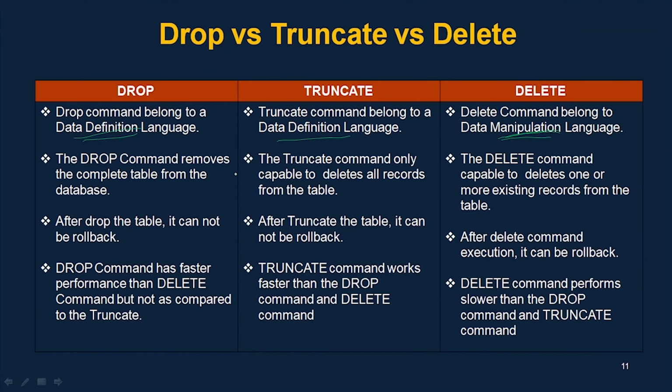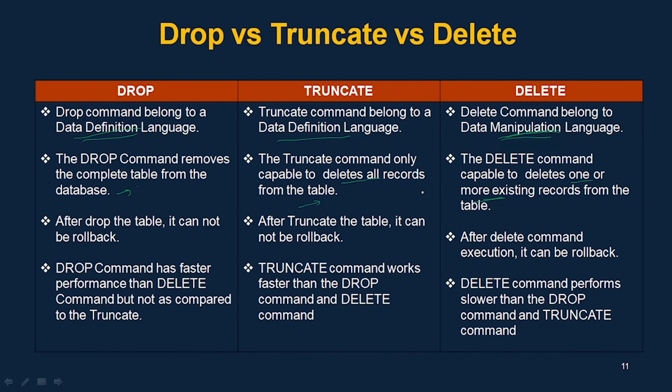The drop command removes the complete table from the database. That means it will delete the table from our database. The truncate command is only capable of deleting all the records from the table. It means it will delete all the records in our table, but the table will still be present in our database. With drop, the table as well as the data will be deleted from our database. The delete command is capable of deleting one or more existing records from the table. It will not delete the table completely. It only deletes the rows from the table.